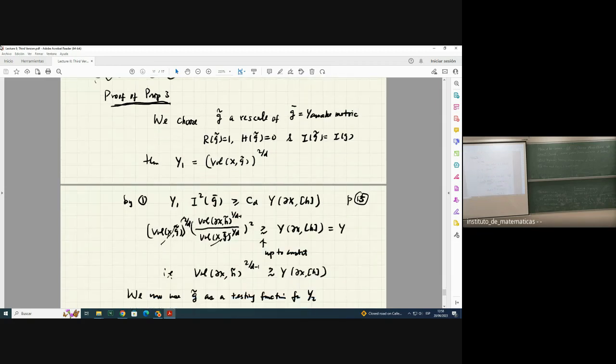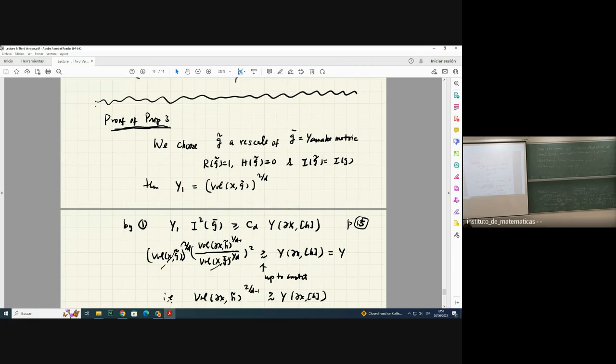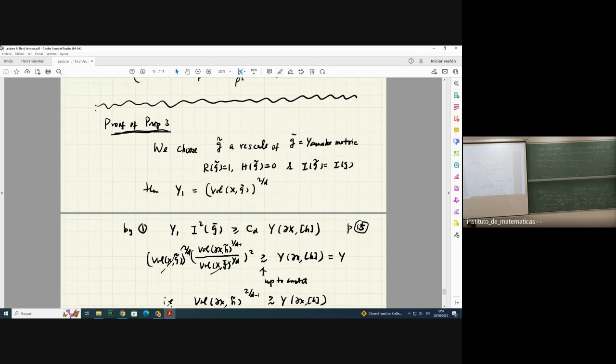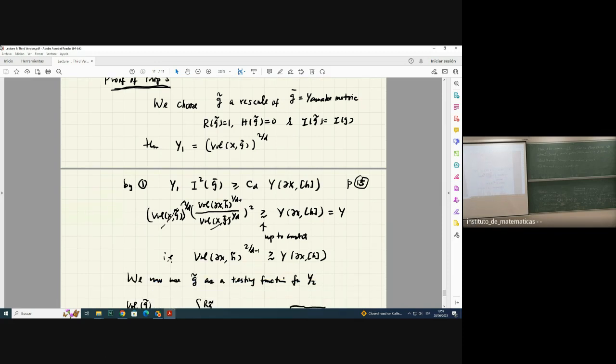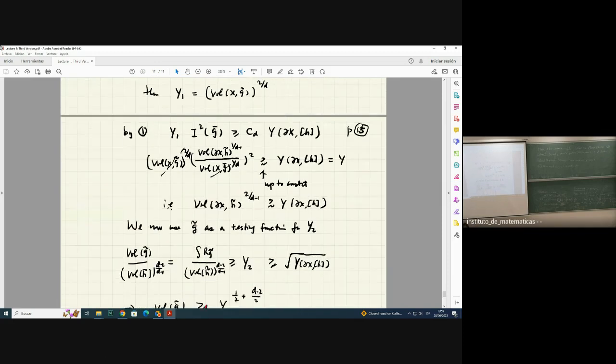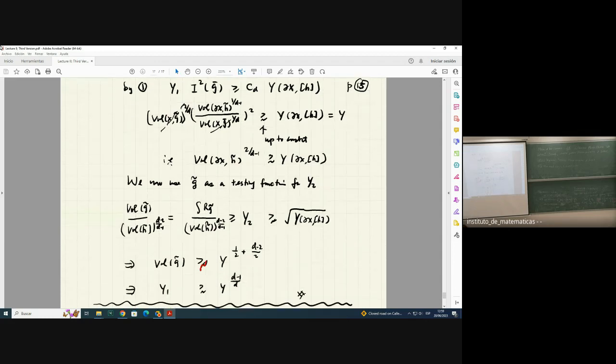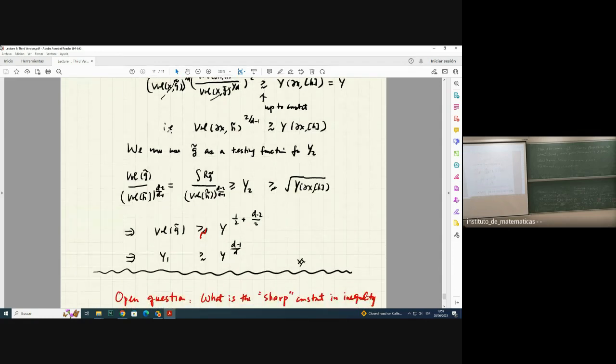As I say, the proof is to choose the right representative, use the rescale property of this quantity, the isoperimetric constant quantity, and use that as a testing function for Y2, and plug in the second inequality, then you get identity. I have written down the proof. I don't think I should go into detail.